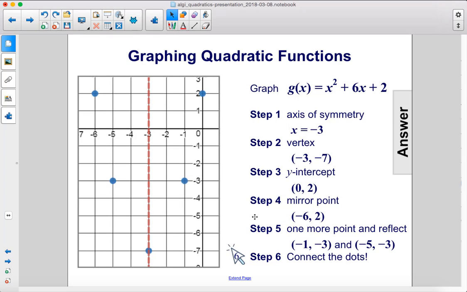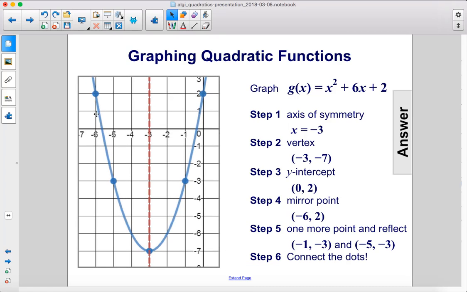Step 5, let's pick a random other point. So we'll plug in negative 1 into our function, and we get negative 3. And because this is a distance of 2 away from the axis of symmetry, we can just reflect it over onto the other side, a distance of 2. And then step 6, connect the dots.